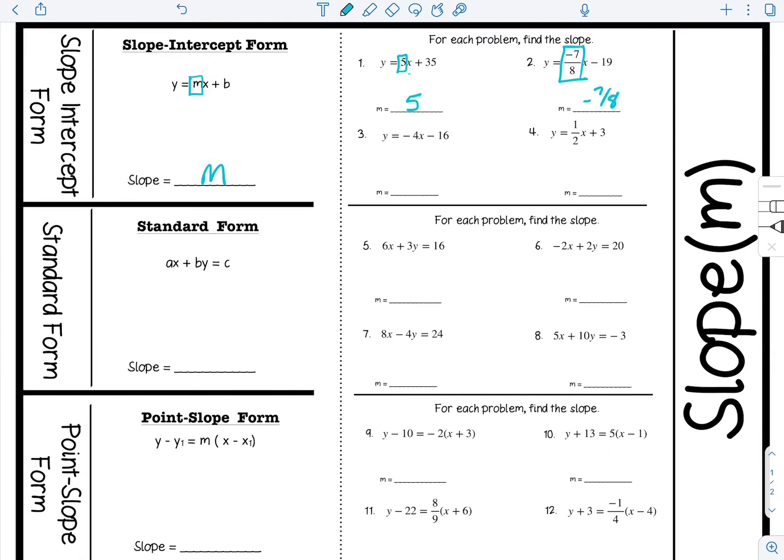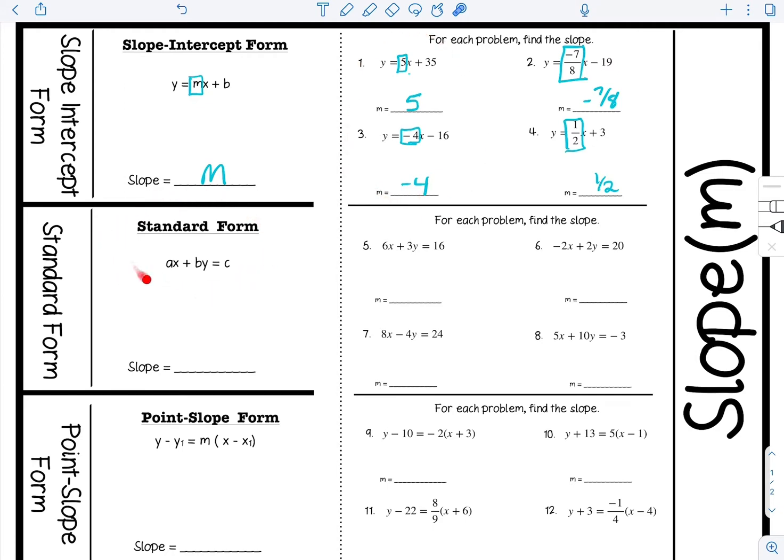All right. Hopefully you've had a minute to find the slope of 3 and 4. For number 3, negative 4 is what's sitting beside our x here. And that's the slope. For number 4, it's 1/2. All right. But everything doesn't work that way, right? If we're looking at slope-intercept form, we can do that, whatever is beside x.